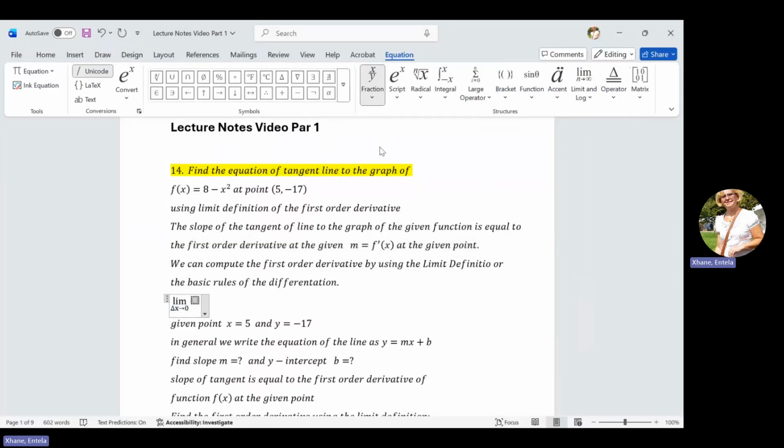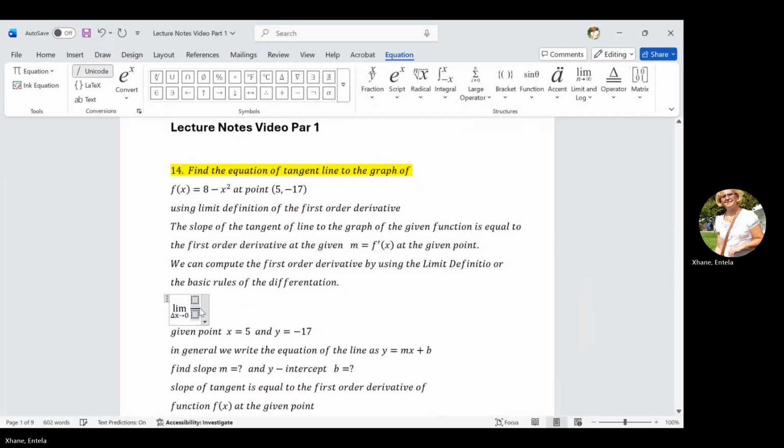Of the ratio f of x plus delta x minus f of x, all over delta x, is equal to f prime of the variable x. So that means if I'm going to find the derivative, I have to find this limit. And then the limit is the limit of this ratio.